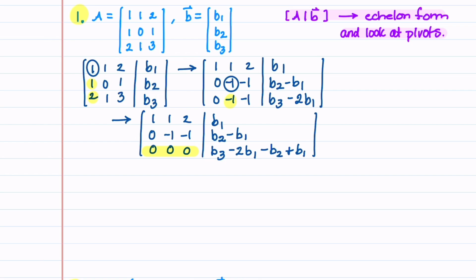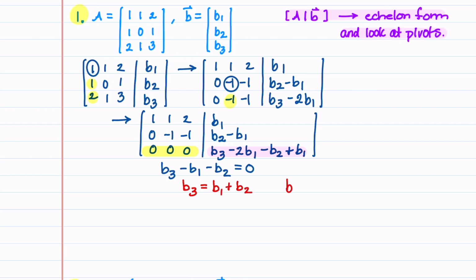Notice that we have a row of zeros on the left-hand side. That means that we're going to have to make sure that this expression involving our b's is equal to 0 if we're going to have a solution. So we have B3 minus B1, we're just combining the B1s there, minus B2 is equal to 0. So we'll say that a solution is going to exist if B3 is equal to B1 plus B2.